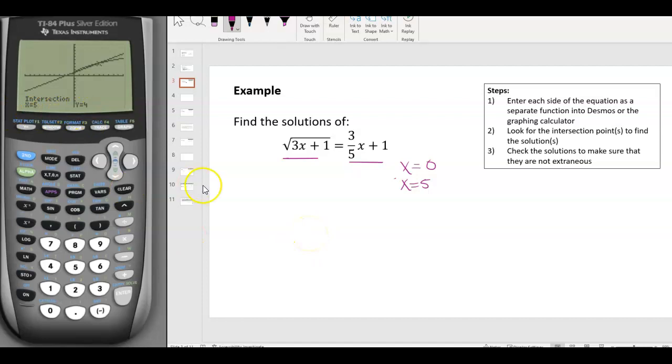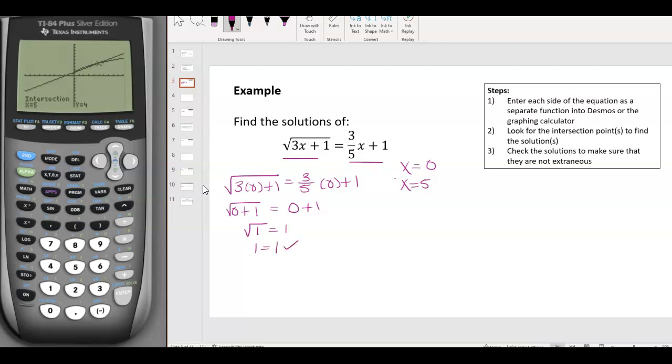Since we're talking about square root functions, we want to check these solutions to make sure that they're not extraneous. So to do that, I'm going to plug them back into the original problem. That gives me the square root of 3 times 0 plus 1 equals 3/5 times 0 plus 1. So that tells me that the square root of 0 plus 1 equals 3/5 times 0, which is just 0 plus 1. So the square root of 1 is 1, which is in fact true.